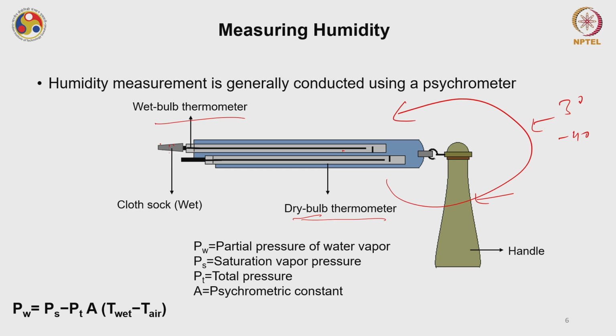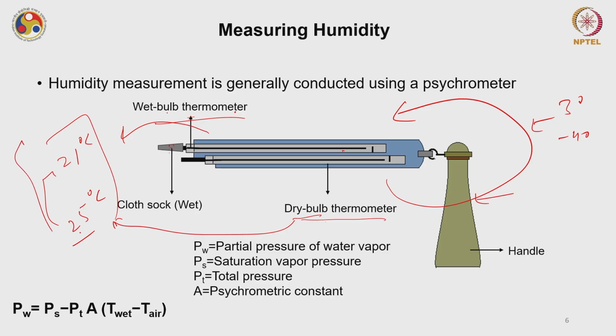Now when you remove this, there will be a temperature difference between the wet bulb thermometer and the dry bulb thermometer, because some water which was there has evaporated when you have given some heat by rotating it. Now consider that this wet bulb thermometer has a temperature of 21 degrees Celsius and this dry bulb thermometer has a temperature of 25 degrees Celsius because there was no cloth soaked on this. So there is a temperature difference, and this temperature difference is used to calculate the partial pressure.